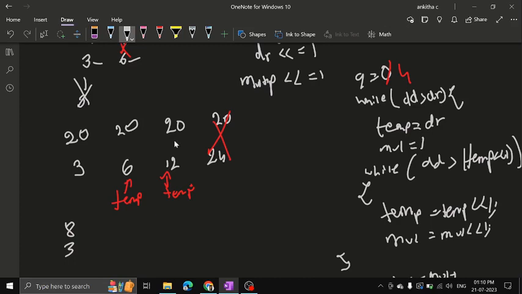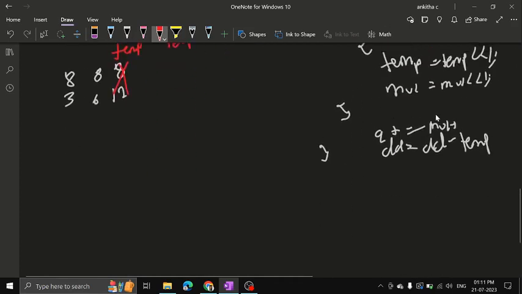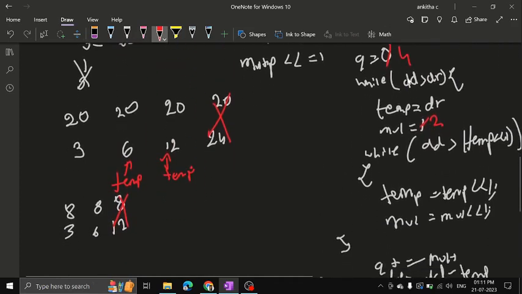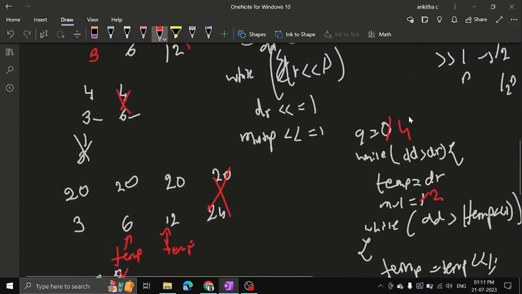So now we have to again check whether dividend is greater than temp left shifted by 1 position. 3 2s are 6. So for 8 and 6, yes, it is greater than 6. So temp will be equal to left shift by 1 position, 6, and multiply will be left shifted by 1 position, so it will be 2. Next, again check for 8, temp left shifted by 1 position, 12. So this time the condition becomes false. 8 is not greater than 12. So now quotient plus equals multiply. Quotient was 4, 4 plus 2, that will be 6.